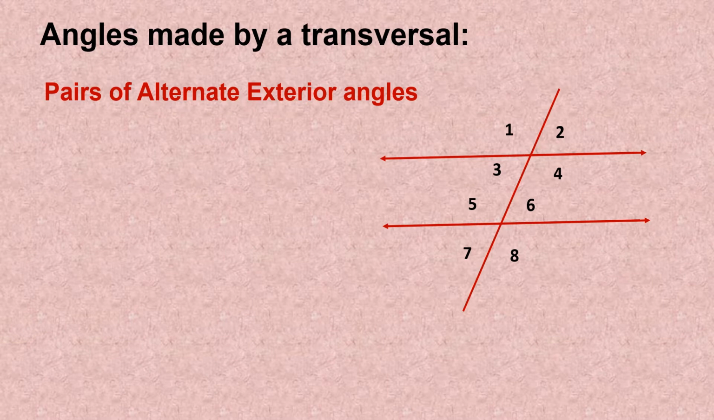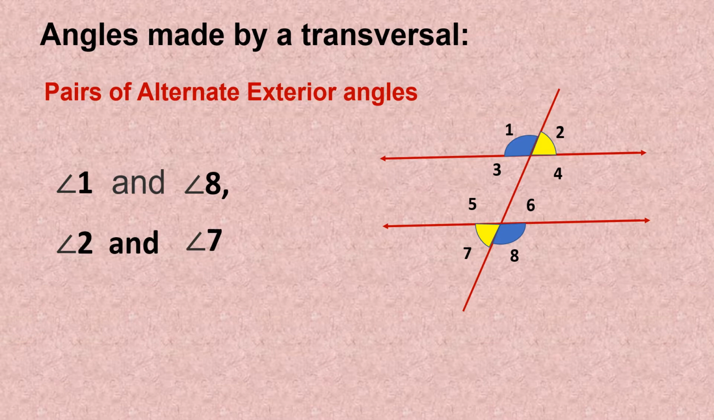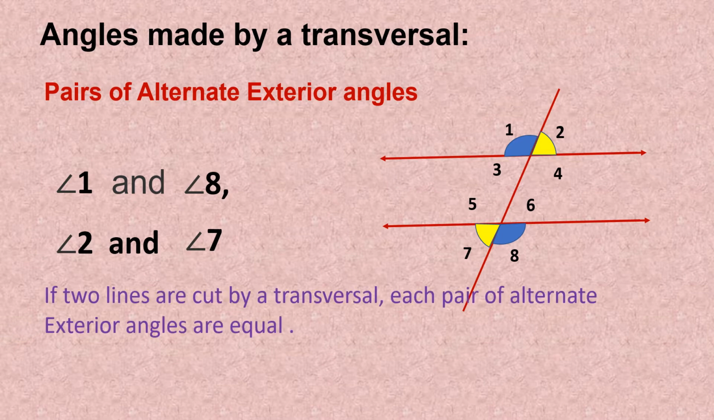So pairs of alternate exterior angles. What are the pairs of alternate exterior angles? Angle 1 and angle 8, angle 2 and angle 7. So angle 1 and angle 8, angle 2 and angle 7 are pairs of alternate exterior angles. So here also we have the property that if two parallel lines are cut by a transversal, then alternate exterior angles are equal. So angle 2 is equal to angle 7, angle 1 equals angle 8.